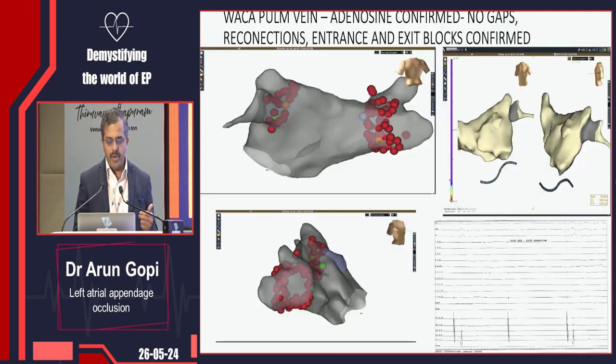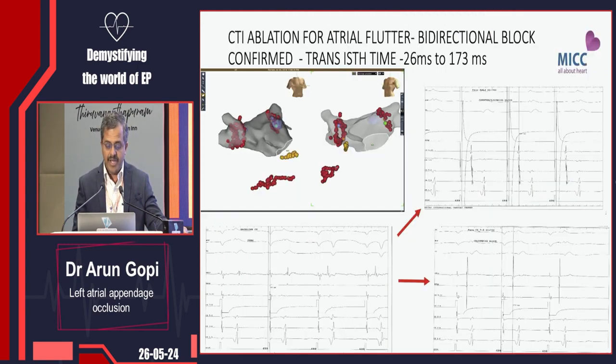Nambudiri said just before. So all the 4 pulmonary veins were isolated first, confirming that there's entrance and exit block into the pulmonary veins, and giving adenosine to look for gaps. We did a flutter ablation as well because there was documented flutter. Again, these are standard procedures.